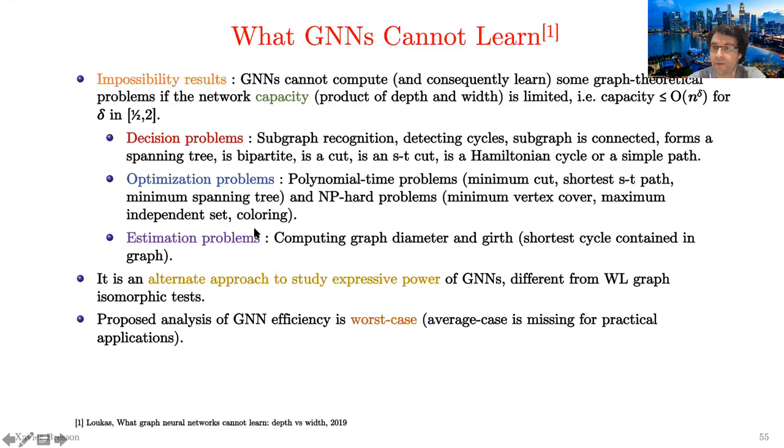That you want your network to be able to solve if you want to use them in the real world. It's an interesting approach because it's an alternate way to study the expressivity power of graph neural networks. Usually we look at the WL test, but here we are looking at whether they can solve these graph theoretical problems. When you use neural networks, for me it's like the science of approximation, so you want something that is able to solve most of the problems. Here the analysis is done in the worst case scenario, but I think the average case scenario would be more practical for neural networks.